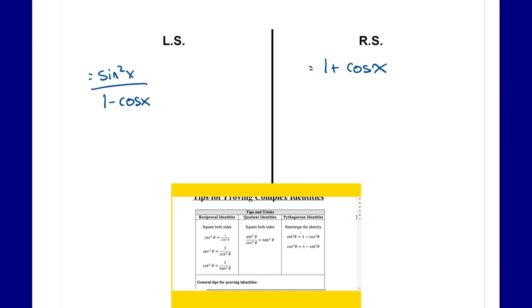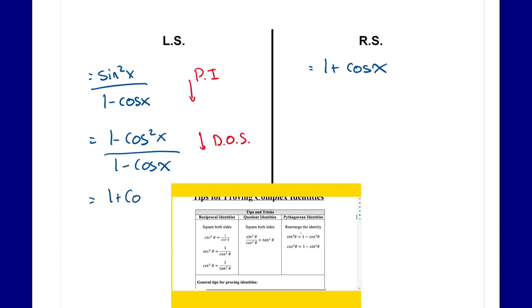Right, so again, the Pythagorean identity. So we're going to use that to convert the sine squared x to 1 minus cos squared x, divided by 1 minus cos x. Can't cancel anything out right now, but 1 minus cos squared x, I can actually rewrite as a difference of squares. Make it 1 plus cos x times 1 minus cos x, all divided by 1 minus cos x.